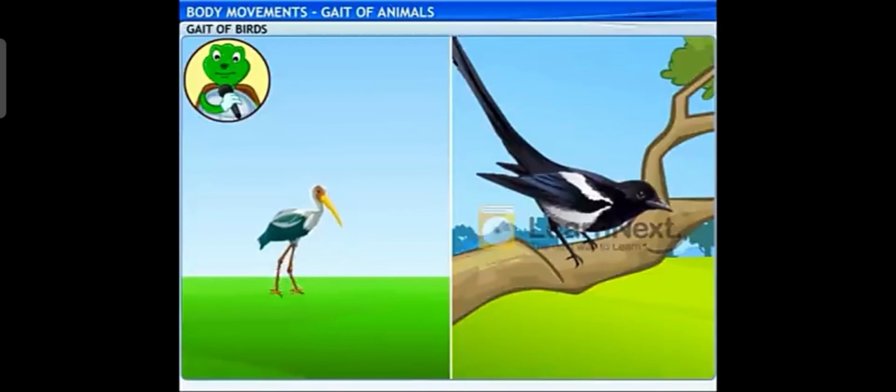And how are they standing on the tree? By using the limbs. You can see the bird has two legs. By using them, the bird will stand and climb on the tree as well as on the land. You can see that. Okay, so the forelimbs help the bird to move very easily.